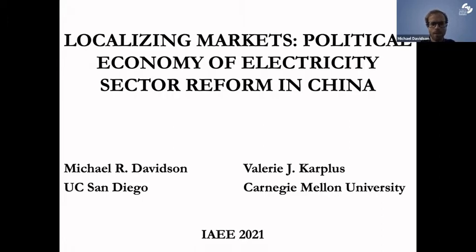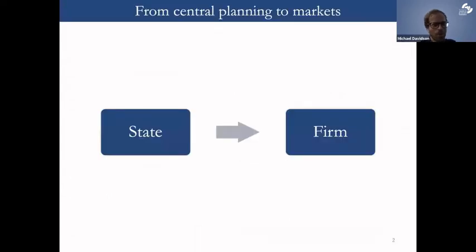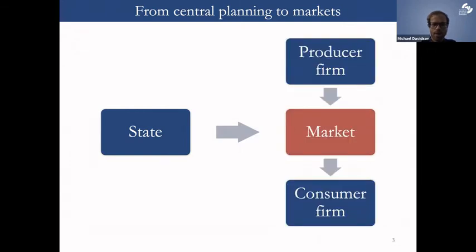All right, so this is joint work with Valerie Karplus at Carnegie Mellon University, who's also on the call today and can field all the hard questions. So we're basically asking about this transition from central planning to markets. In a central planning scenario, the state owns the firms, and decision-making power is really moving from the state to potentially new firms. There are two types of firms that we're going to consider in the electricity sector: producer firms and consumer firms. And in this scenario, if we move to a fully market-based system, the state's role is limited to simply designing the market rules and enforcing them.